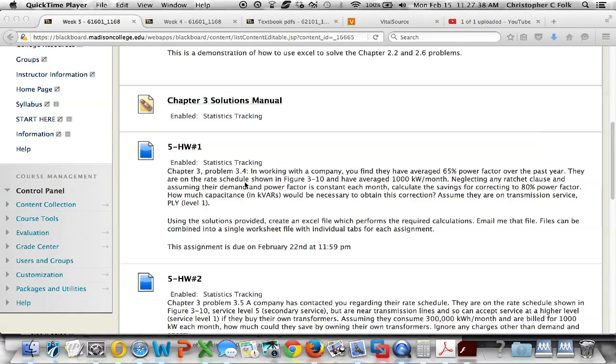They are on a rate schedule that's shown in figure 3-10 of the text, and they've averaged 1,000 kilowatts per month. Neglecting the ratchet clause and assuming that the demand and the power factor is constant each month, we want to calculate the savings for correcting to the 80% power factor the rate asks for. How much capacitance in kVARs, that's volts, amps, reactive, would be necessary to obtain this correction? Assume that they are in transmission service PLY, which is level 1.